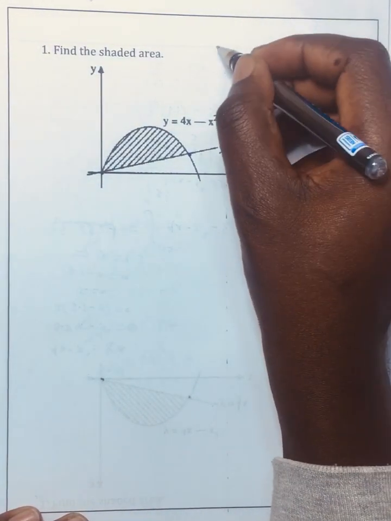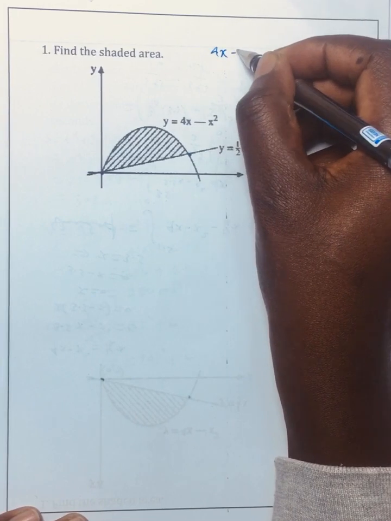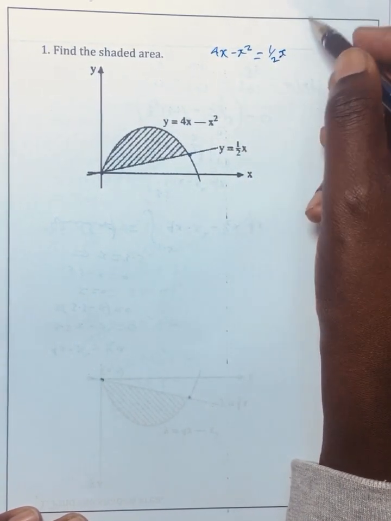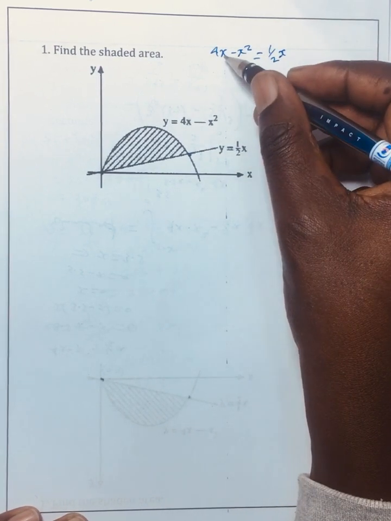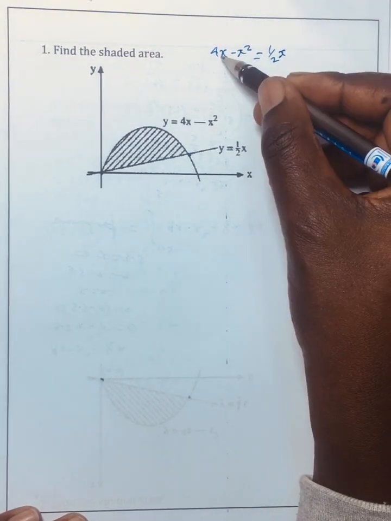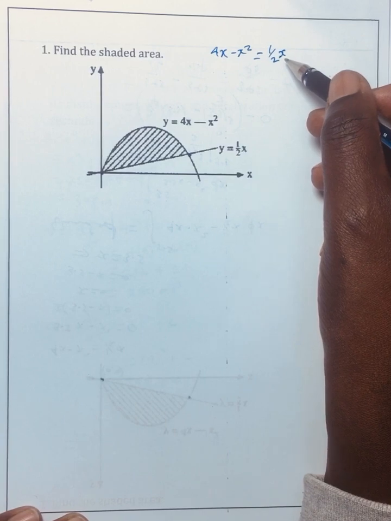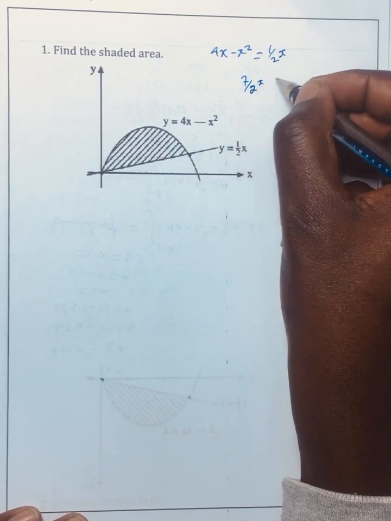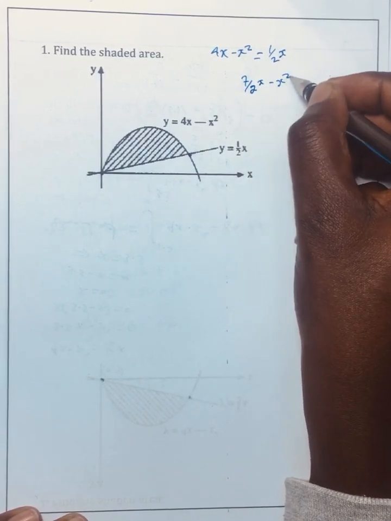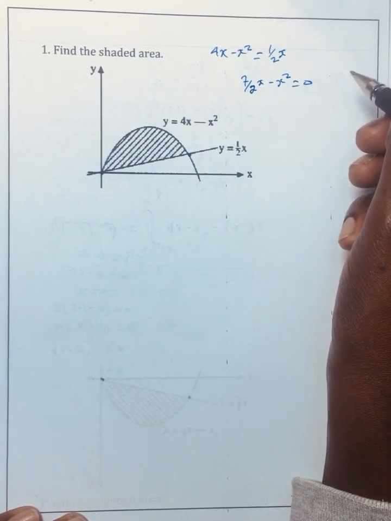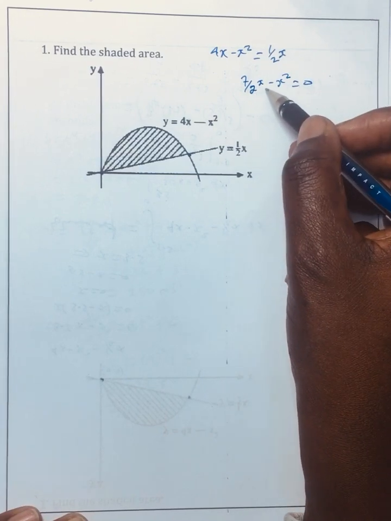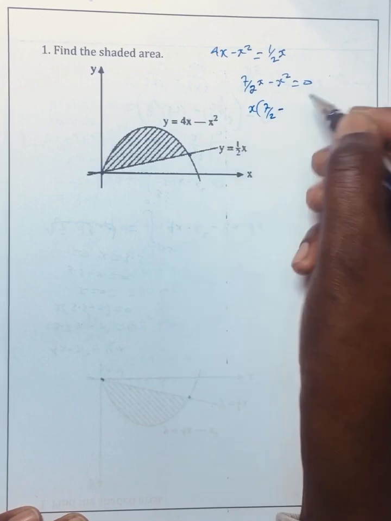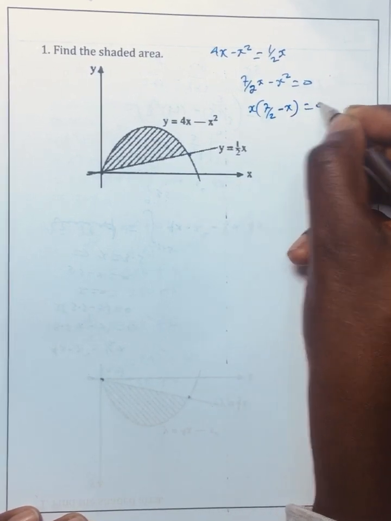So at this point and that point, the values of these two curves are the same. So it means 4x minus x squared is equal to half x. If we collect like terms there, 4x minus half x is going to be 7 over 2 x, and we have minus x squared is equal to 0. So there's a common factor here, that is x. So we have x into 7 over 2 minus x is equal to 0.